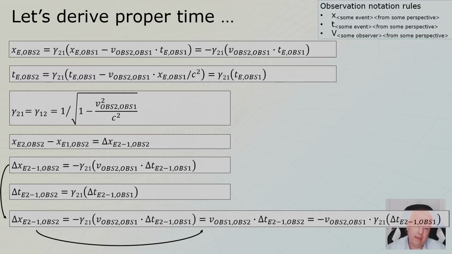And I want to go back to the velocity of observer 2 through the eyes of observer 1, which is minus the velocity of observer 1 through the eyes of observer 2. If you switch perspectives between observers, you just put in a minus sign in front of the velocity. There we go. So now we are at this point. Let me repeat that intermediate result on the next slide.